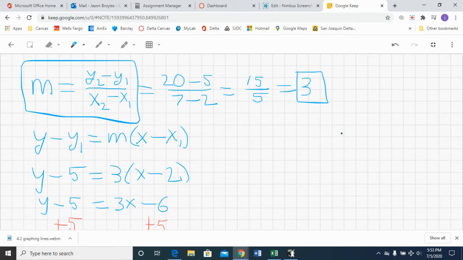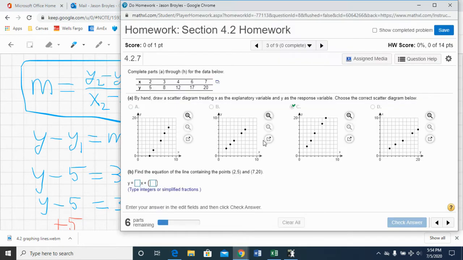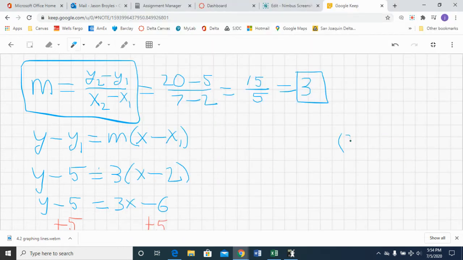The two ordered pairs that they gave us were, what were those ordered pairs back here on this page? So the ordered pairs are 2, 5, and 7, 20. So let me show you those on this page. So 2, 5, 7 and 20. I'm waiting for my new touchscreen computer, so then these videos will get better. Okay, the 2, 5 is your x1 and your y1. The 7 and 20 is your x2 and your y2.